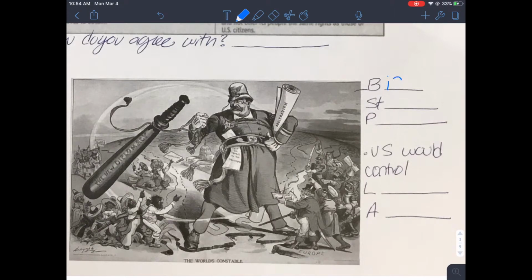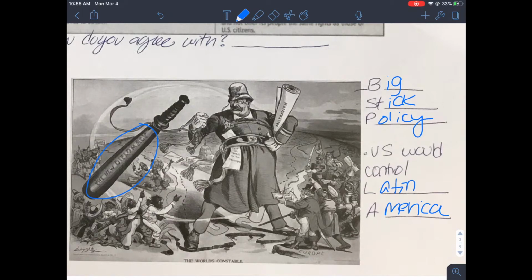Here we see a political cartoon with President Teddy Roosevelt, and this shows his big stick policy, where the U.S. is going to have control and access to Latin America. He's not letting Europeans in. Only the American military and businesses can do business in Latin America.